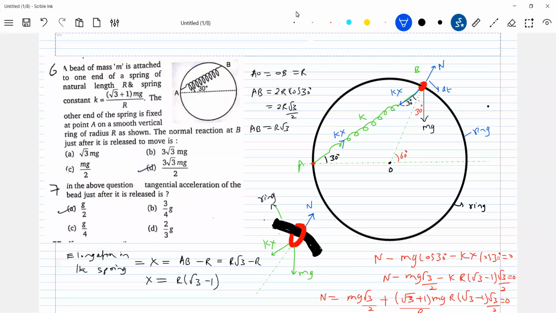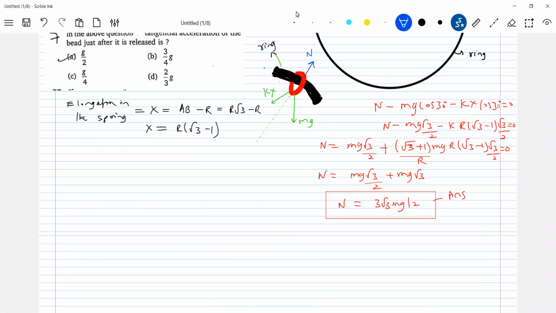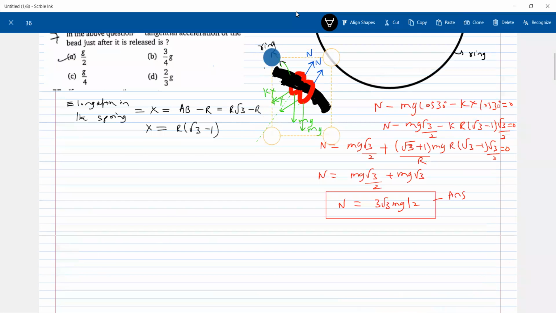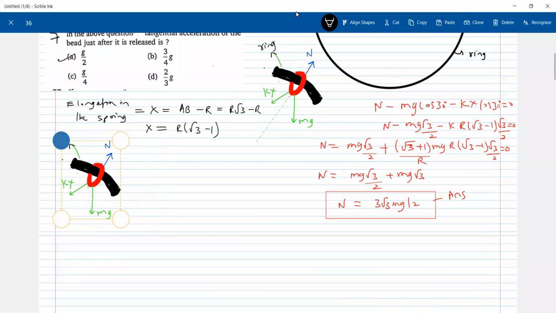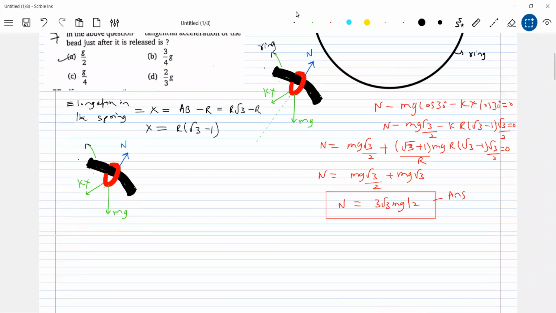So here mg sin 30 will act tangential to the ring and kx sin 30 will act tangential to the ring. The forces here, the same diagram we will take. Nothing wrong. We are just, see, different types of problems will come. This is what happens in physics. I know circular motion as everyone knows, but the conditions will be different here. So just a general observation, if you have, much better.